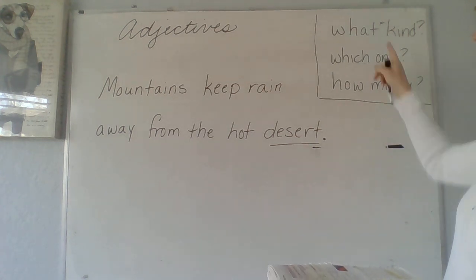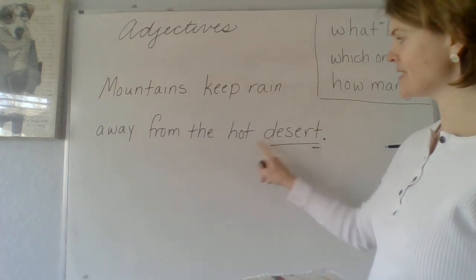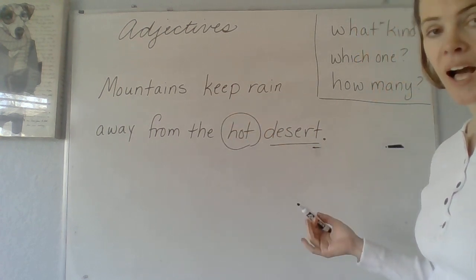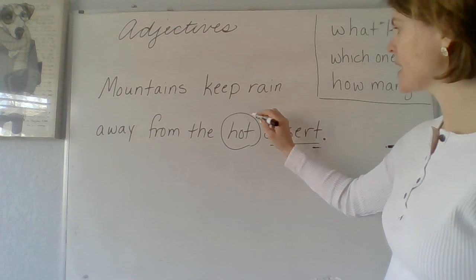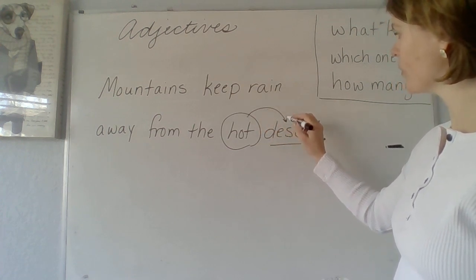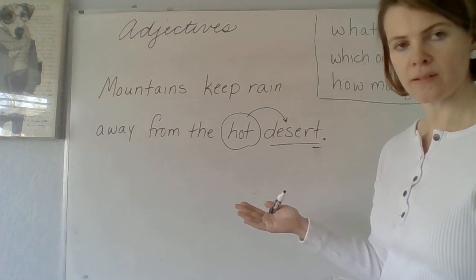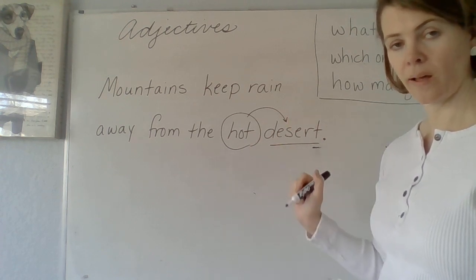If you answered what kind of desert, a hot desert, you're right. What kind of desert was it? It was a hot desert. Sometimes they ask you to draw an arrow to show what that adjective is describing. But again, in your Google Docs today, you're just going to be highlighting with a color.